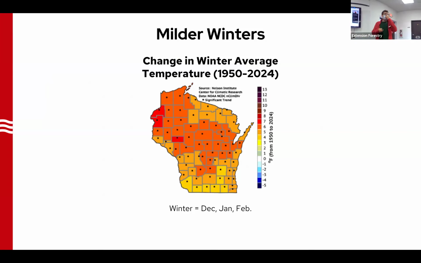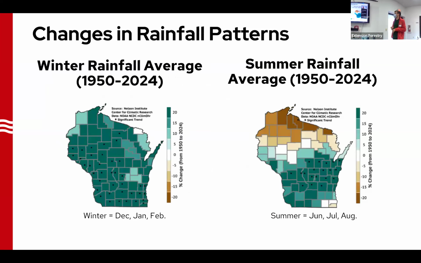What this translates to are milder winters, and it could translate to longer growing seasons. So an ability for spring to come earlier, fall maybe to last a little bit longer, winters to be milder. Changes in rainfall patterns.